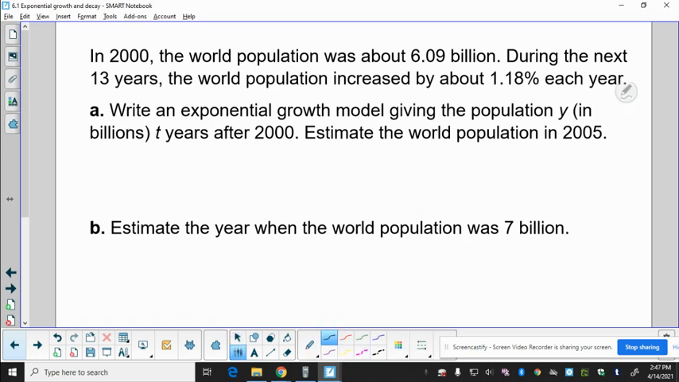So we're going to start off with our equation. Okay, this represents the world population. I need the starting amount. So I'm going to put 6.09. That's my starting amount. The next thing I need to do is represent the growth rate.